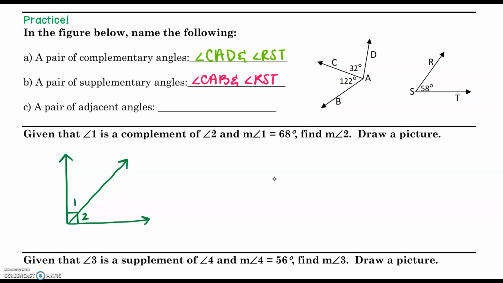And next we have adjacent. Remember, adjacent angles are next to each other. They're touching. They have a common vertex and side. So here their common vertex is A and their common side is ray AC. So we have angle CAD and angle CAB as our adjacent angles.